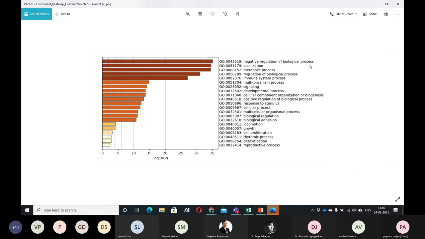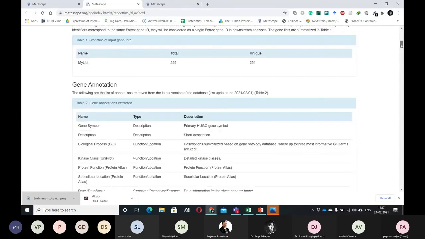Negative regulation of biological process, localization, metabolic process, regulation of biological process, immune system process, multi-organism processes. Which basically means there was an infection, so it's not coming from a single organism. So these are the pathways that the software is predicting got upregulated.